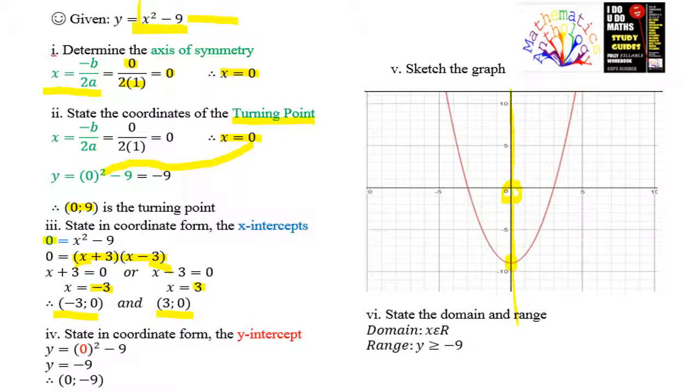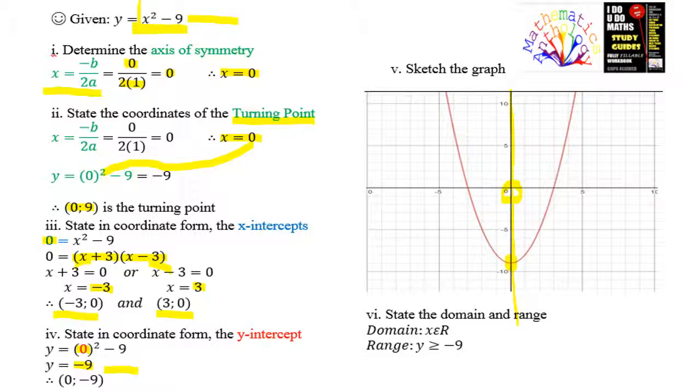State in coordinate form the y-intercept. The rule for y-intercept is to make x equal 0. So in the equation, wherever I see x, I will put 0. So that becomes y is equal to 0 squared minus 9, which is negative 9. And that makes my y-intercept coordinate 0 and negative 9 there.